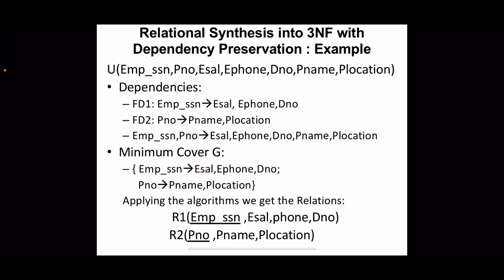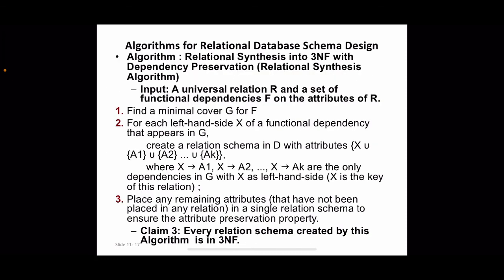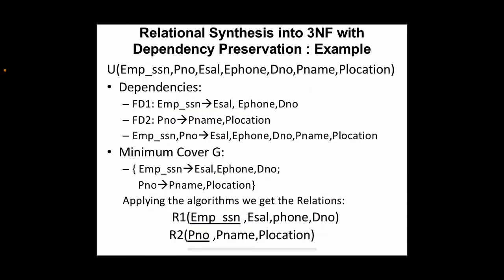So after finding the minimal cover, what we have to do is we have to apply the algorithm, right? This was the algorithm. That is, for each left hand side X of a functional dependency that appears in G, create a relation schema D with attributes X union all those coming under right hand side A1, A2, etc. AK. Okay, so we have to take each and every relation from this minimal cover. So let us first take this employee SSN determines employee salary, employee phone number and department number.